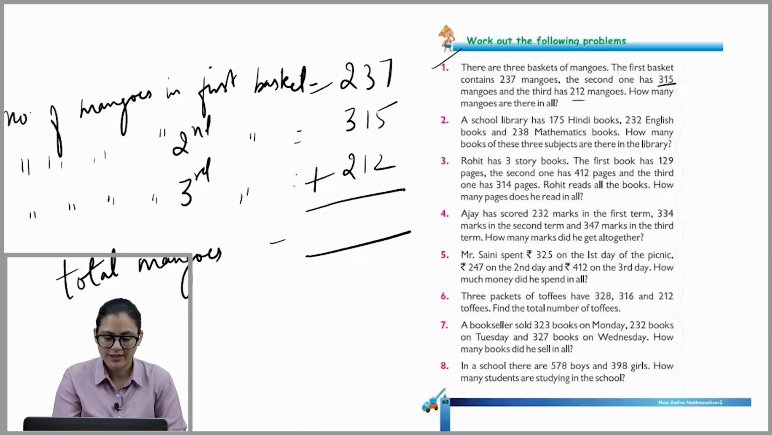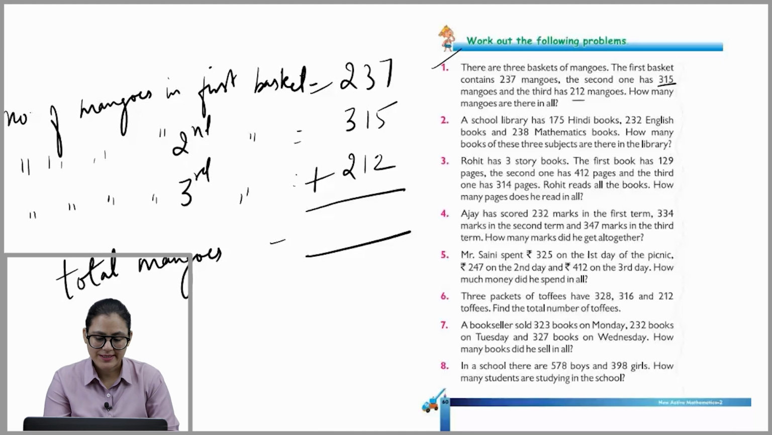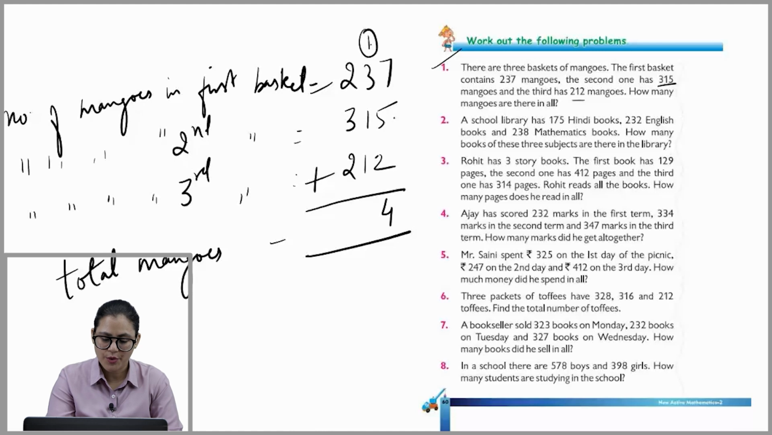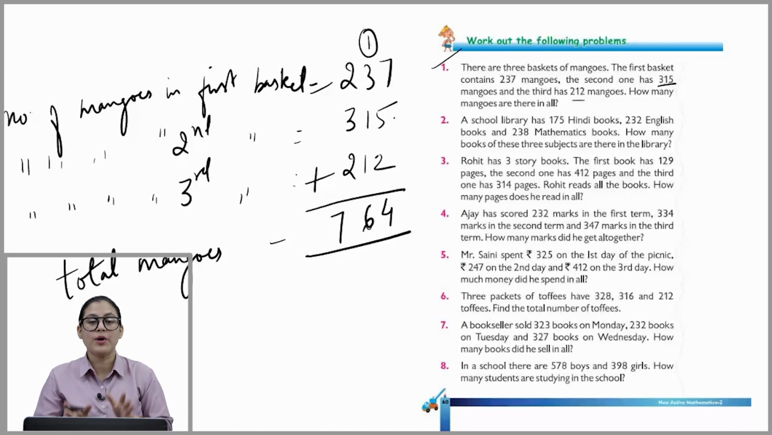We'll add all these 3 numbers. 7 plus 5, 12 plus 2, 14. We'll write 4, 1 carry. 3 plus 1, 4, 5, 6. Okay. Now 2 plus 3, 5 plus 2, 7. 764 mangoes are there in all.